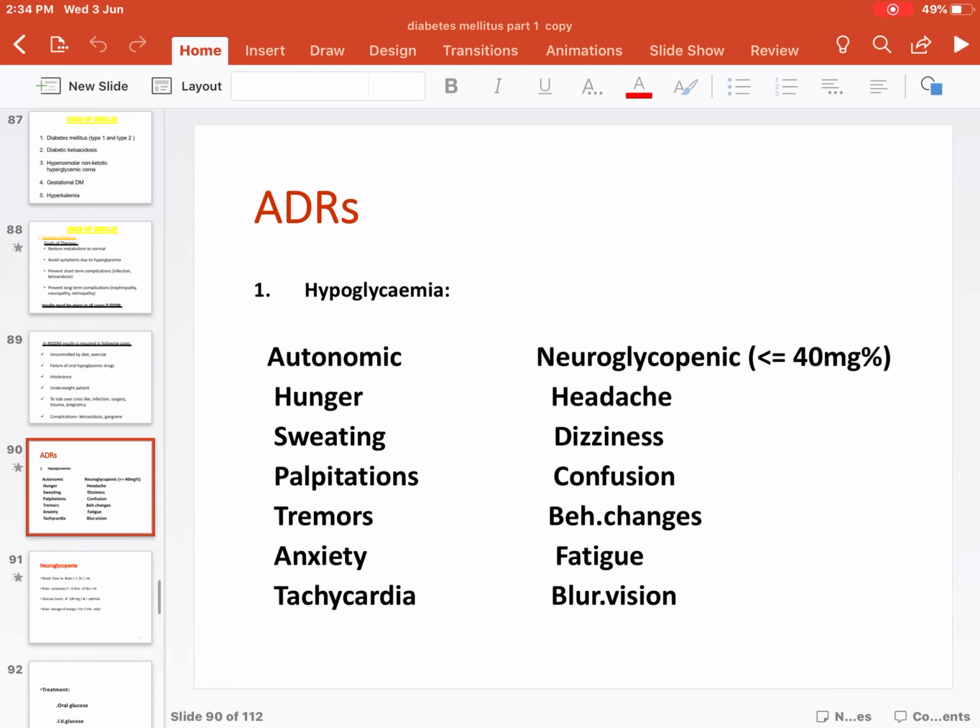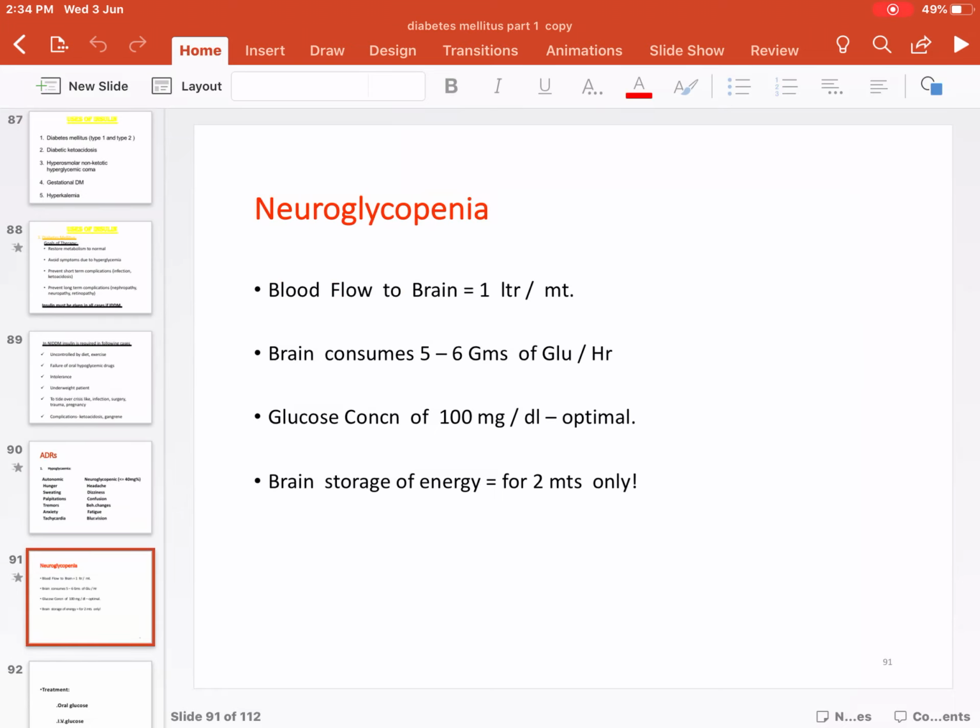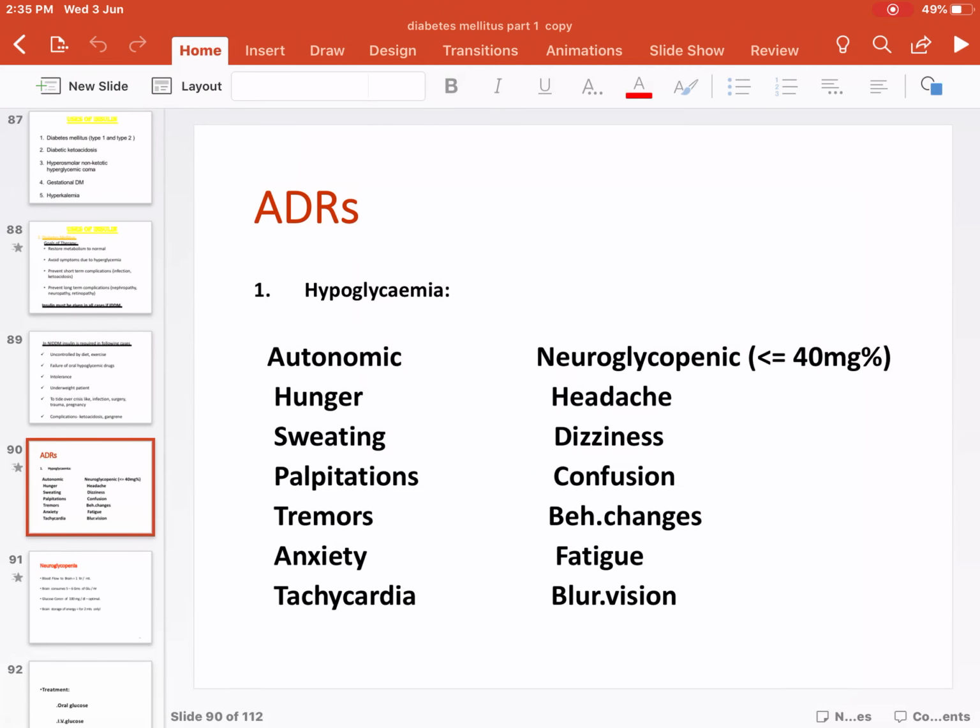So let's look into a few of the adverse effects of insulin. Hypoglycemia is one of the common adverse effects of using insulin. What are the features? There can be autonomic features like sweating, hunger, palpitation, tremors, anxiety, tachycardia. If the blood sugar level falls below 40 milligrams per deciliter, the glucose reaching the brain is going to decrease, where the patient is going to develop headache, dizziness, confusion, behavioral changes, fatigue, and can even land up in unconsciousness.